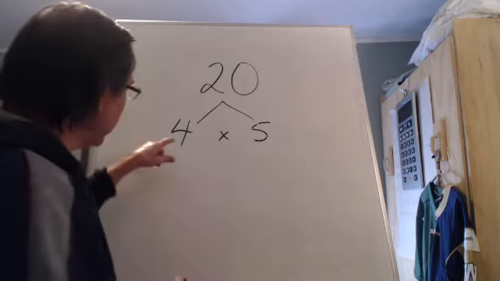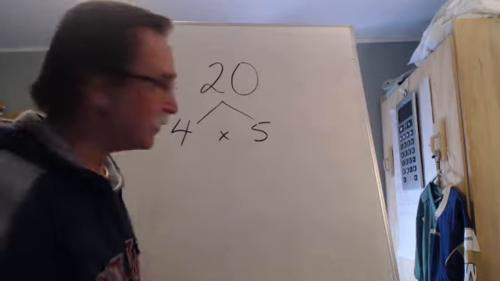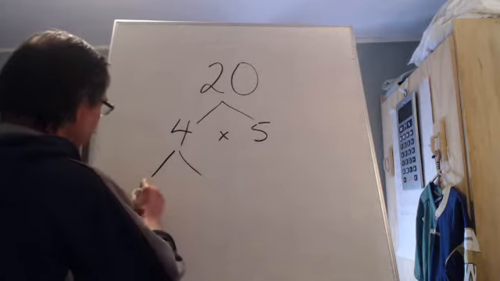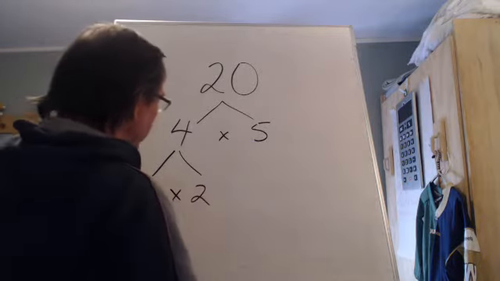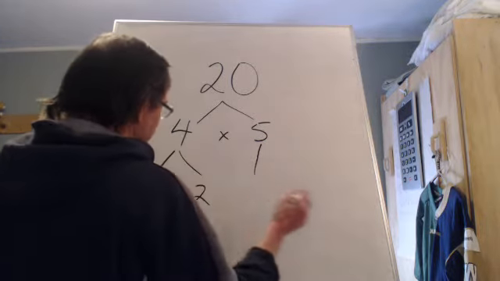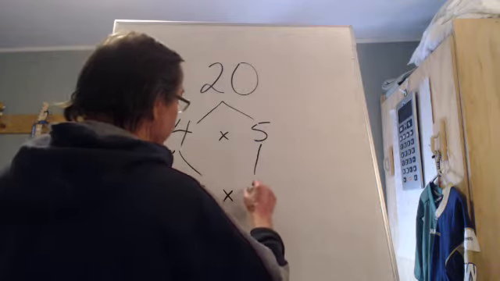Now, can I break any of these numbers down even farther? I certainly can. I can break the 4 down into 2 times 2. The 5, I can't really do much with. It's a prime number, right? So that's as far as it breaks down.